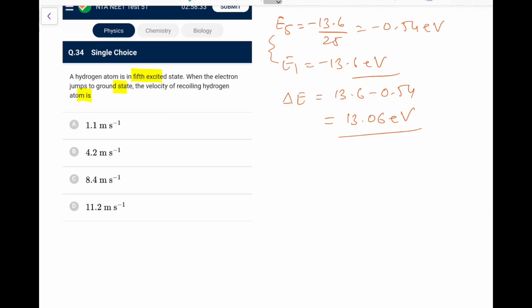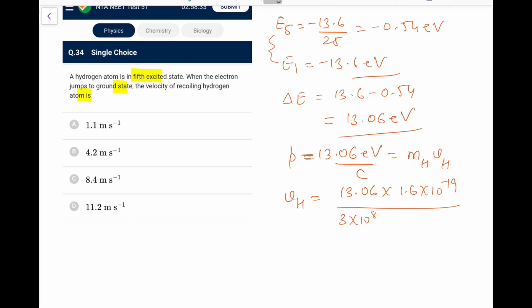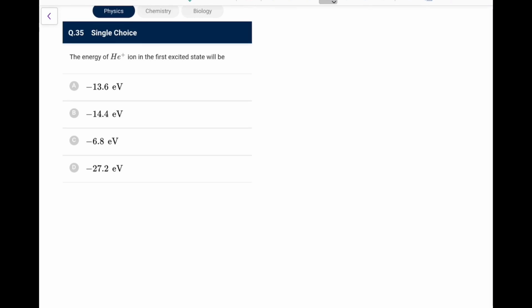So this is the energy of the photon. The momentum of the photon is E by c, that is 13.06 eV by c, and that should be equal to the mass of the hydrogen atom times the recoil velocity of the hydrogen atom. So the velocity of the hydrogen atom would be 13.06 into 1.6 into 10 to the power minus 19 divided by c, 3 into 10 to the power 8. For hydrogen, you can take the mass approximately as 1.6 into 10 to the power minus 27. Cancel it out. This is 4 point something meter per second, so approximately it would be 4 or 4.2, whatever you can make out depending on what you're doing. So it is 4.2.